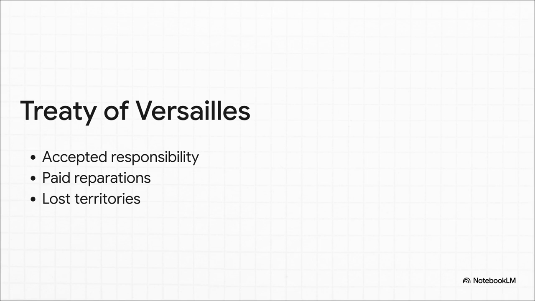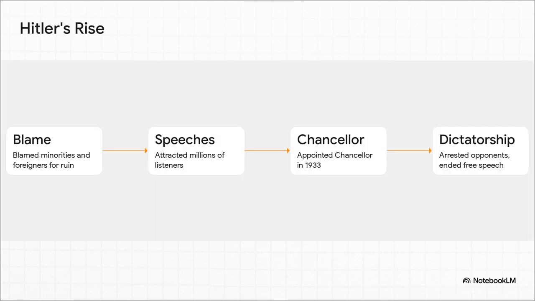Now add skyrocketing inflation, where people's life savings were literally wiped out overnight, and the Great Depression in 1929, and you've got a nation that is economically crippled and totally desperate. And right in the middle of all this incredible suffering, Adolf Hitler steps up, promising to bring back Germany's lost glory. How does he do it? Well, step 1, he blames the country's economic ruin on foreign powers, political opponents, and minority groups. It was a classic scapegoat tactic, but his speeches start attracting millions of desperate listeners.